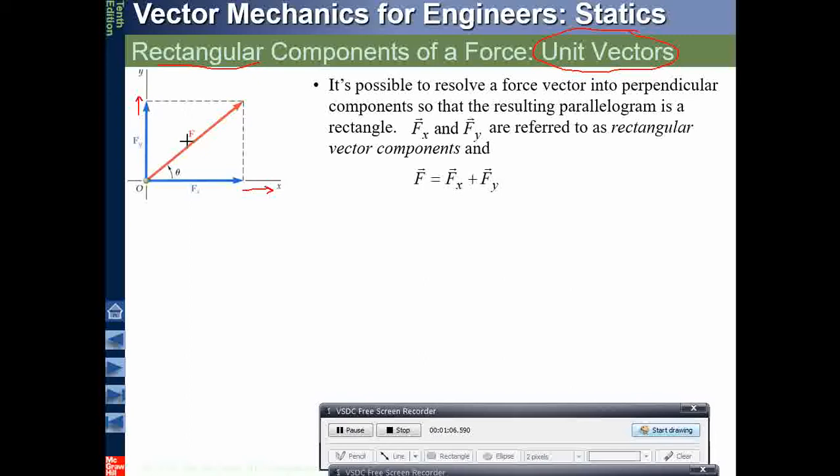So a force can be resolved. For example, this is a force. If we put this force in a rectangular coordinate system, then it will make a component, or a resolution, on the x-axis, and it will also make a projection on the y-axis. If the force is making an angle theta from the horizontal, then this component will have the magnitude Fx on the x-axis and Fy on the y-axis. They together can be added in a simple fashion: the force F is equal to Fx plus Fy. These are the rectangular vector components.